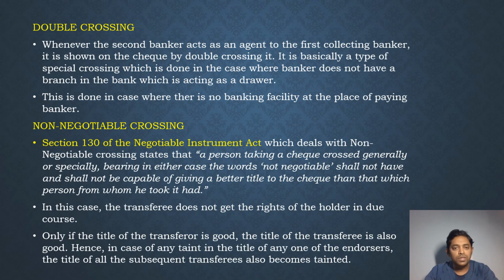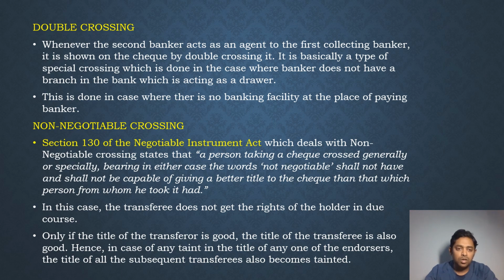Double crossing. When the second banker acts as an agent to the first collecting banker, it is shown on the check by double crossing it. It is basically a type of special crossing, which is done in the case where the banker does not have a branch in the bank which is acting as the drawee. This is done in cases where there is no banking facility at the place of the paying banker.